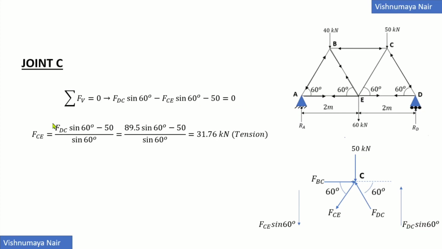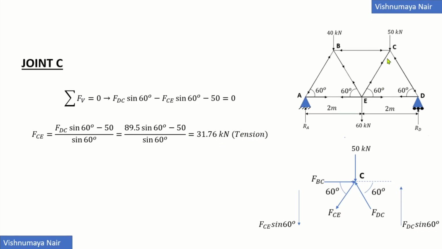Therefore, FCE is equal to (FDC sine 60 minus 50) by sine 60, which is equal to (89.5 sine 60 minus 50) by sine 60, because FDC is equal to 89.5. This is equal to 31.76 kilonewton. So the force FCE will be going away from the joint C like this, as a result of which another equal and opposite force will be going away from the joint E like this. Therefore, the force induced in the member CE can be represented by arrows coming towards each other, which means that the member CE is under tension and the force FCE is tensile.